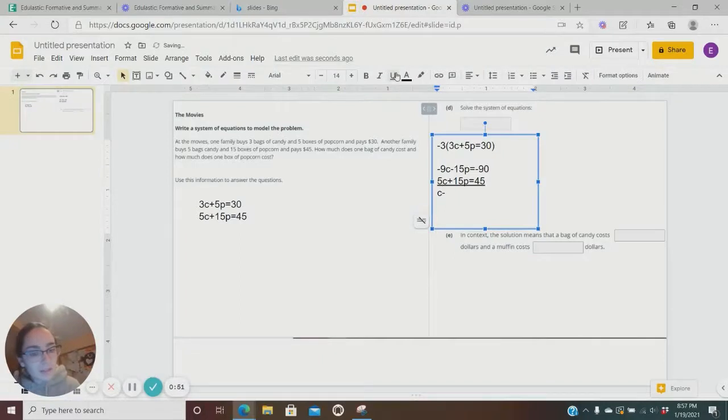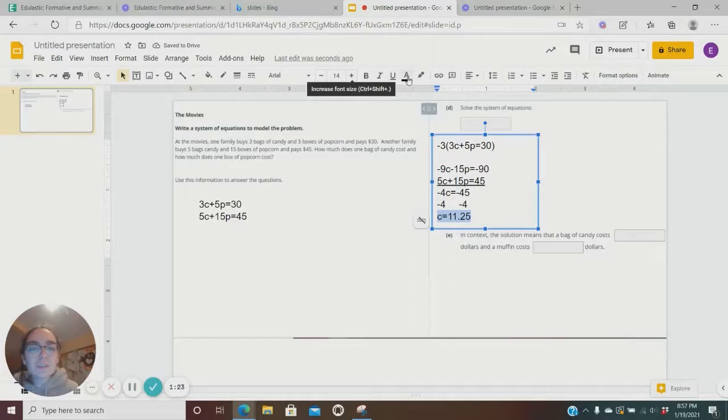-4c is equal to -90 plus 45, which is -45. And we divide each side by -4. We get a c value equal to 11.25, or 11 and 25 hundredths. That is equal to my c.